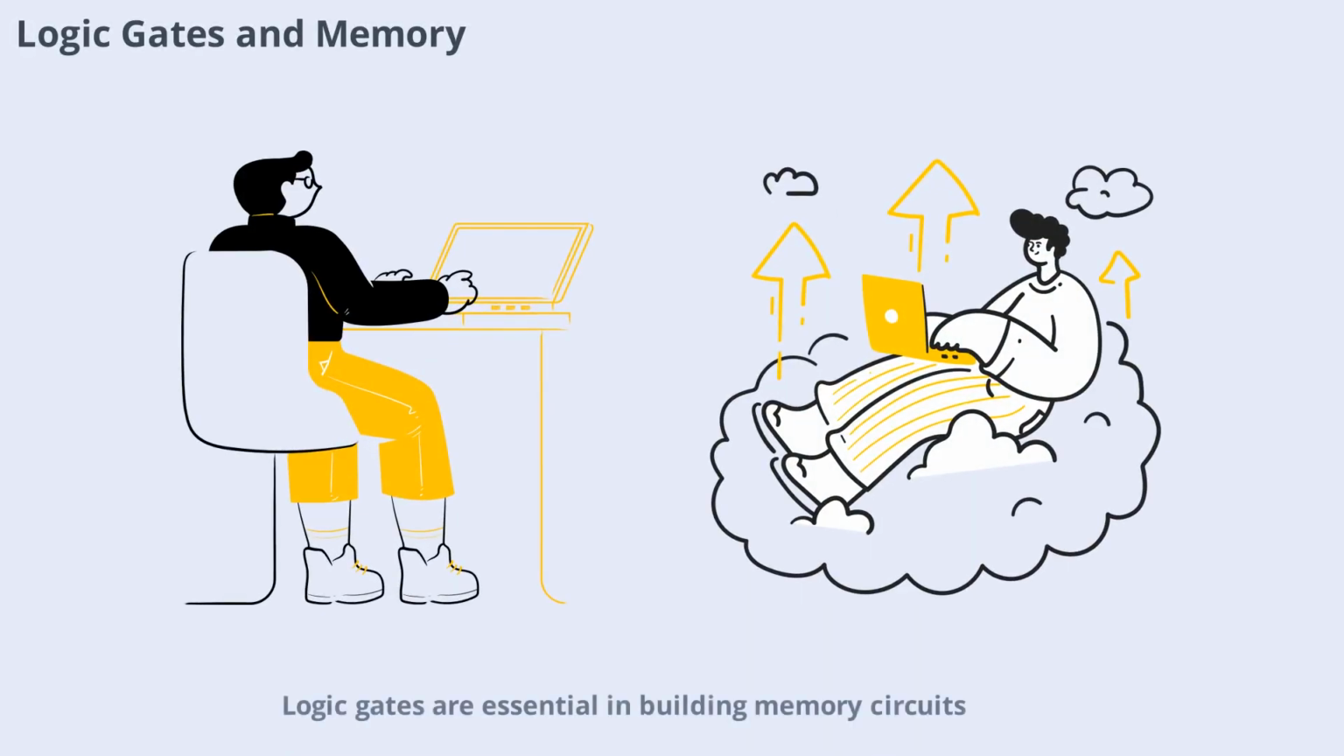Logic gates are essential in building memory circuits such as flip-flops and latches. These circuits store binary information, allowing devices to remember past states. Memory is crucial for everything from saving files to running programs. By combining gates in specific ways, engineers create memory cells that form the foundation of RAM and other storage devices.